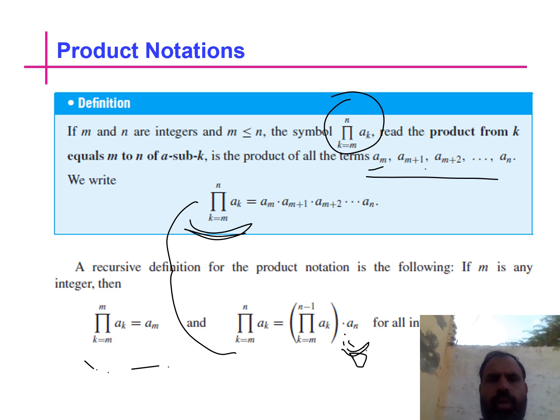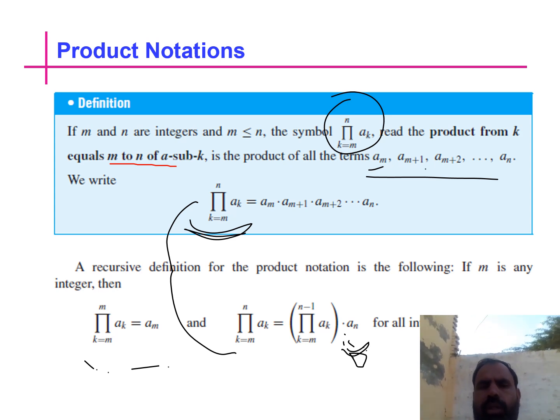Product notation. If m and n are integers and m is less than or equal to n, the symbol product, k varies from m to n, of a_k, read as the product from k equals m to n of a sub k, is the product of all the terms a_m, a_m plus 1, a_m plus 2, up to a_n. So we write this product as a_m, a_m plus 1, a_m plus 2, up to a_n.